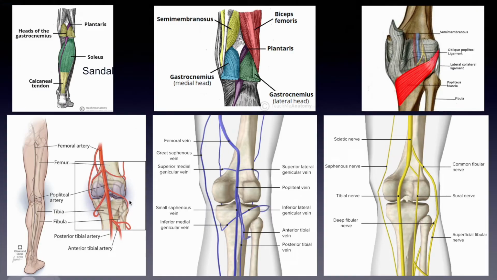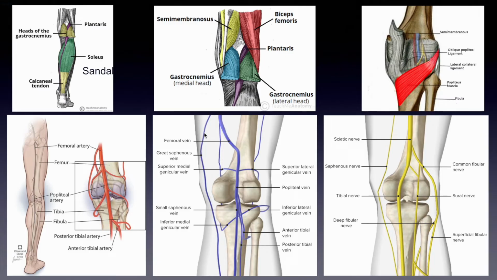So the structures we see here will be the same as you will see from the back of the popliteal fossa, and this is your right leg. So we will see the femoral artery, which will become the popliteal artery, and then it will divide into the posterior tibial artery and anterior tibial artery. Then in the middle, we have the femoral vein, which will become the popliteal vein, and then it will be divided into the other branches.